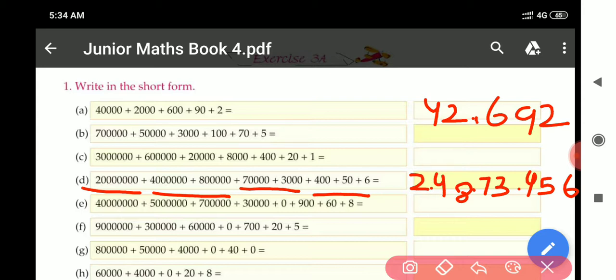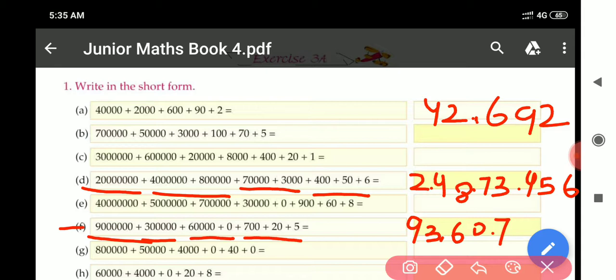Now move to this part, F part. It is the hundred period, the thousand period is 0, and then this is 60,000. This is the thousand period. Now this is the lakh period and this is 4 5 6. This is the lakh period. So this is 93 lakh 60,725. Okay, like this we write down the short form.